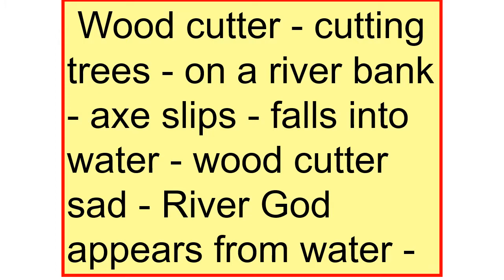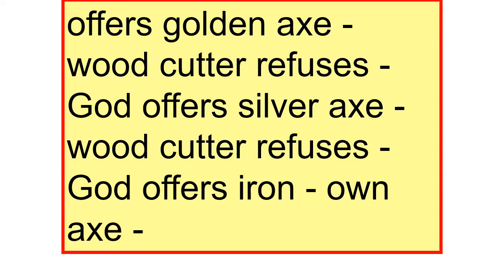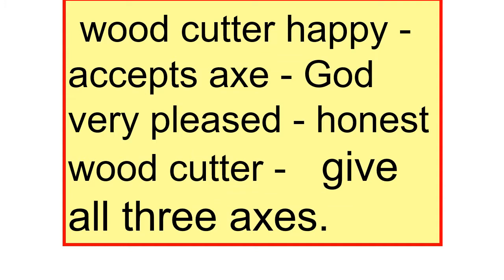The honest woodcutter. A woodcutter is cutting trees on a river bank. His axe slips and falls into the water. The woodcutter is sad. The river god appears from the water. He offers a golden axe, the woodcutter refuses. The god offers a silver axe, the woodcutter refuses. The god offers an iron axe, his own axe. The woodcutter is happy and accepts the axe. The god is very pleased, the woodcutter is honest, and gives him all three axes.